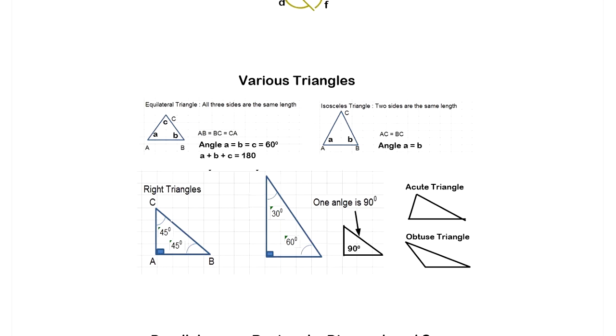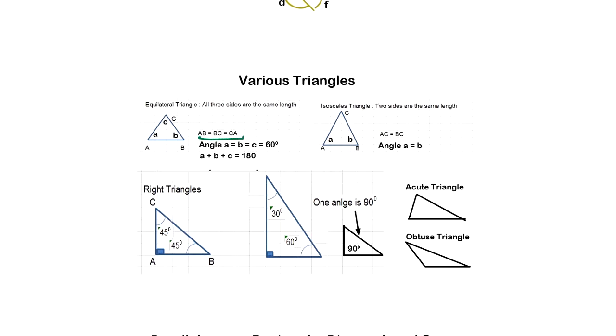Now we also learn the types of triangles, various triangles. Equilateral. Equilateral is either A, B, C.